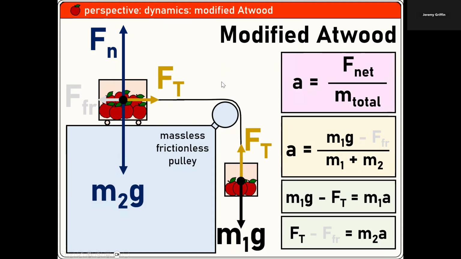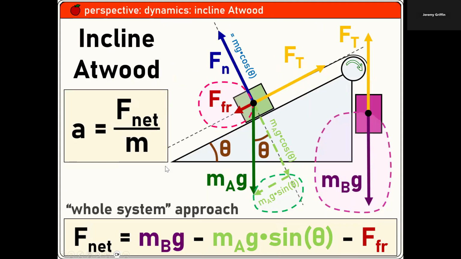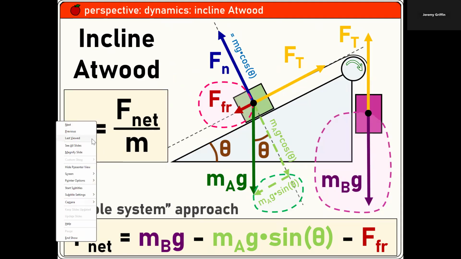Here's what's sometimes called a modified Atwood, where maybe one of these has a horizontal type motion. I'll put it on little wheels right here, get rid of most of the friction. And then, can you combine an Atwood and an incline? So those are especially fun. So that's as far as I'm taking this presentation today.